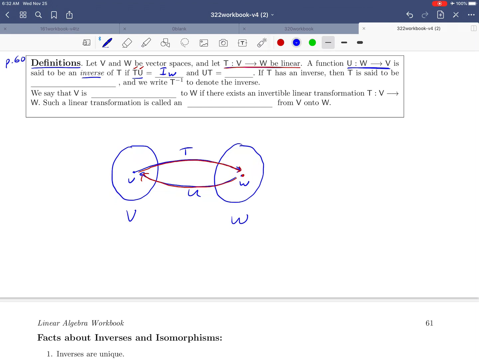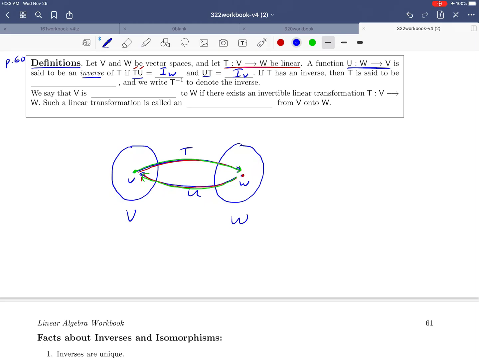Then similarly, over here for UT, it's the other way around. We're going to apply the transformation T first, which means that we're going to start over here with the vector little v. We'll apply T first, which takes us to W. Then we'll apply U, which takes us back to the V that we started with. So that's also the identity transformation, but we start and end in V this time. So we get the identity map on the vector space V. Okay, good. There's our first sentence.